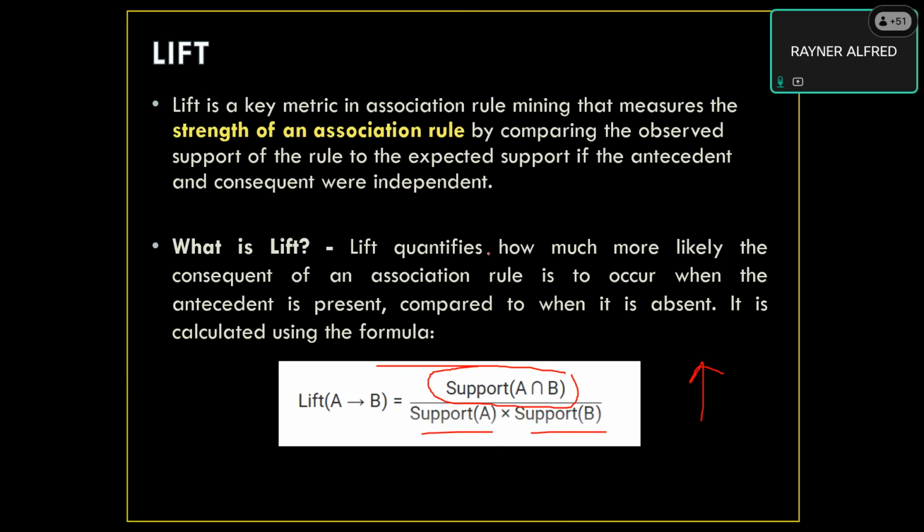So what is lift? Lift quantifies how much more likely the consequent of an association rule is to occur when the antecedent is present. So we are looking at the likelihood of the consequent to appear when you have the antecedent, compared to when it is absent. So this is the formula here. Basically we use the support. Okay, so we have support, confidence, and also lift.